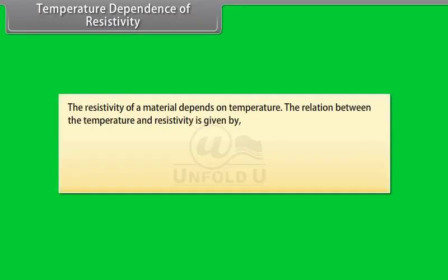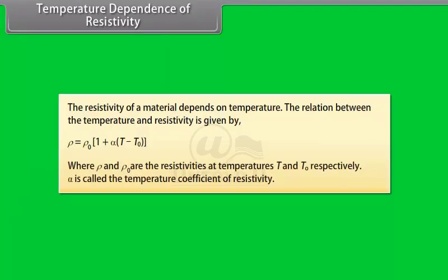Temperature dependence of resistivity. The resistivity of a material depends on temperature. The relation between the temperature and resistivity is given by rho is equal to rho naught multiplied by 1 plus alpha into T minus T naught, where rho and rho naught are the resistivity at temperatures T and T naught respectively. Alpha is called the temperature coefficient of resistivity.